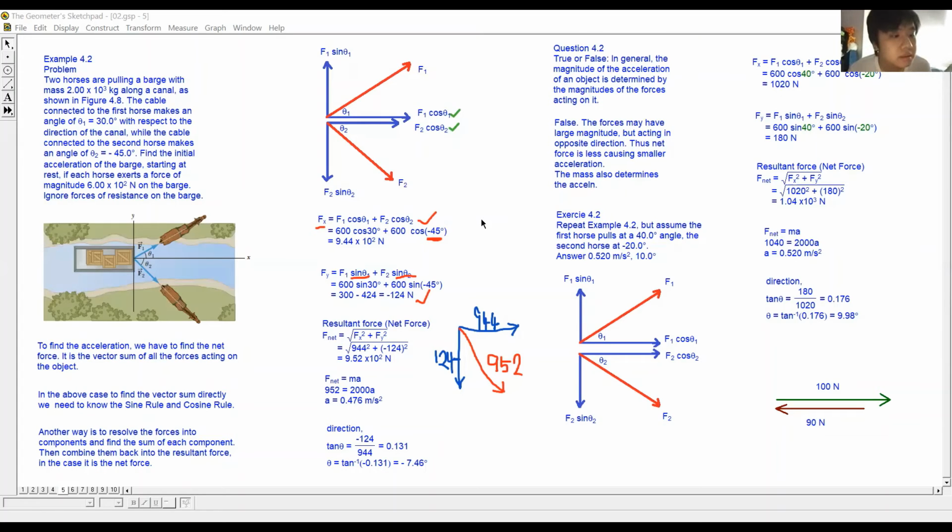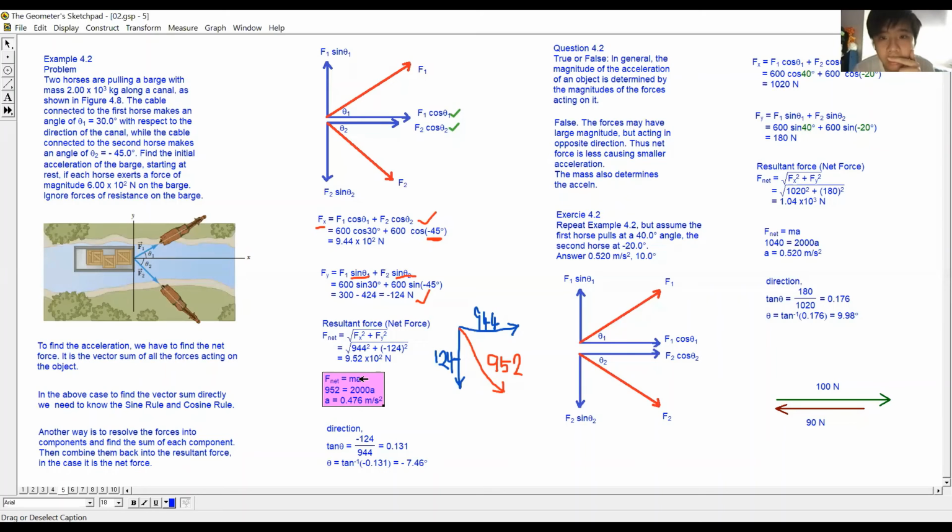Okay, so now this is the net force, or the resultant force, the red color. The blue components you've combined to get the red one. According to Newton's second law of motion, the net force equals the mass times acceleration. So we found the net force to be 952. I replace the net force here with 952, and the mass of this batch is 2000 kilogram.